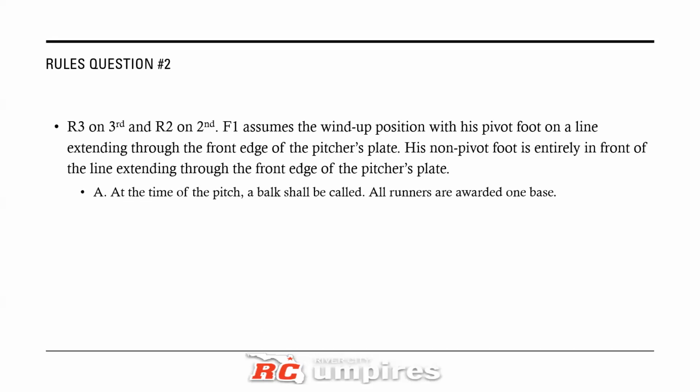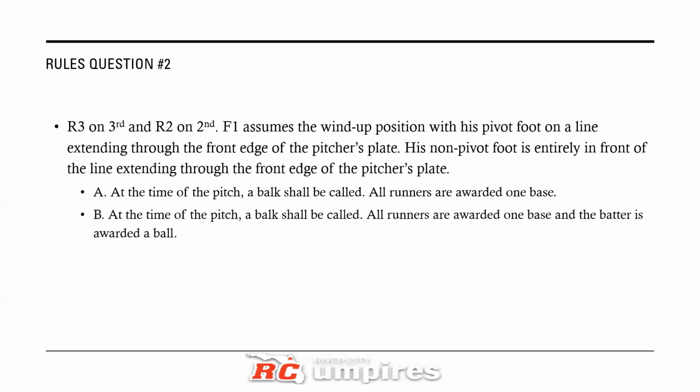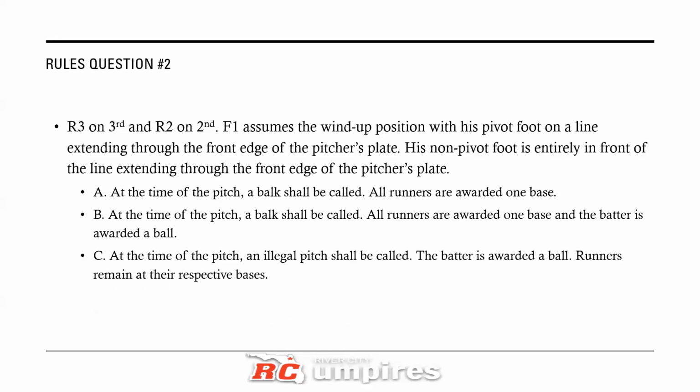A: At the time of the pitch, a balk is called. All runners are awarded one base. B: At the time of the pitch, a balk shall be called. The runners are awarded one base, and the batter is awarded a ball. C: At the time of the pitch, an illegal pitch shall be called. The batter is awarded a ball. Runners remain at their respective bases. D: This is a legal position. Nothing is called.